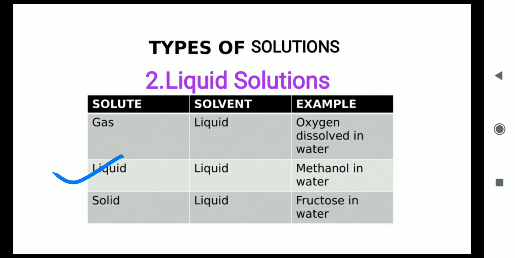Now, next is liquid in liquid solution. Most of the solutions are of this form, liquid in liquid, like methanol mixed with water or ethanol mixed with water or mixture of ethanol and methanol. Next is solid in liquid solution. Here the solute is in solid form and solvent is in liquid form. Example, any salt or any sugar dissolved in water, like fructose in water or glucose in water, or any salt like sodium chloride in water. These are the example of solid in liquid solutions.